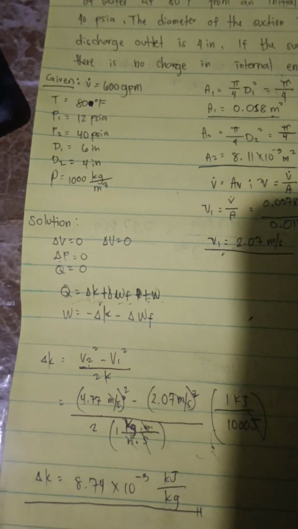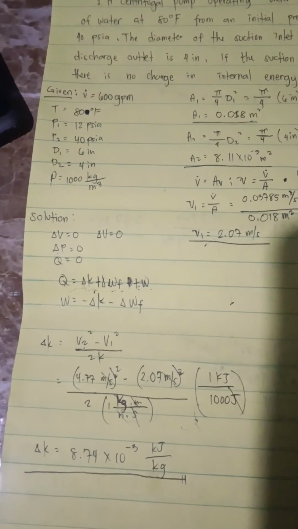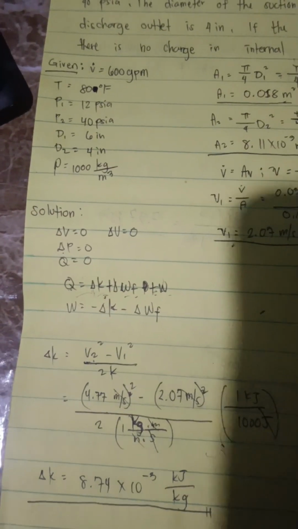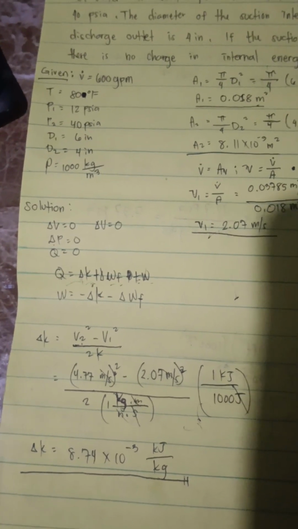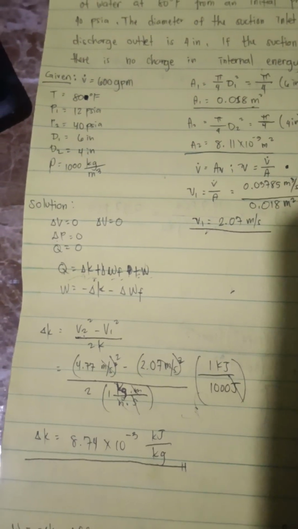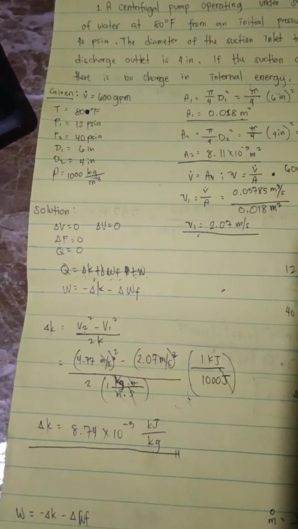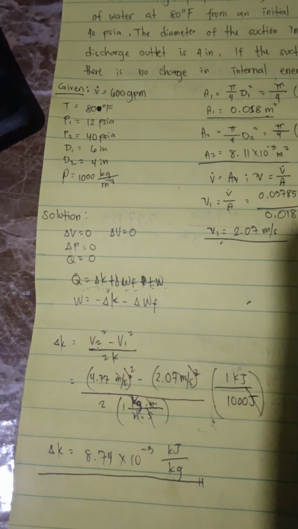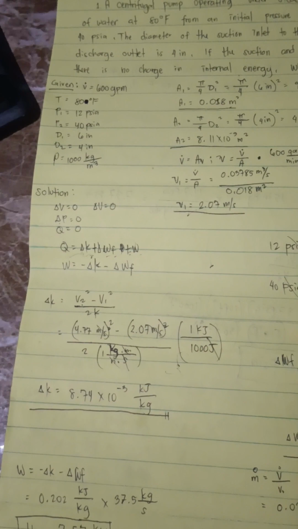So volume flow rate is equal to 600 gallons per minute. The initial temperature is equal to 80 degrees Fahrenheit. The initial pressure is equal to 12 pounds per square inch absolute. The final pressure is equal to 40 pounds per square inch absolute. And the diameter of the inlet is equal to 6 inch and the diameter of the outlet is equal to 4 inch, and the density is 1000 kilograms per cubic meter.